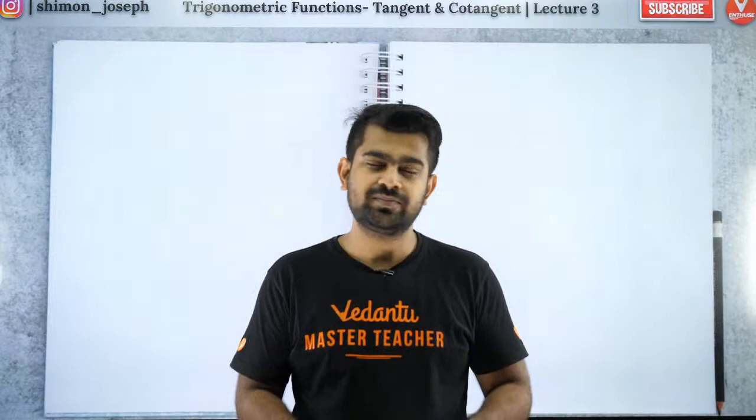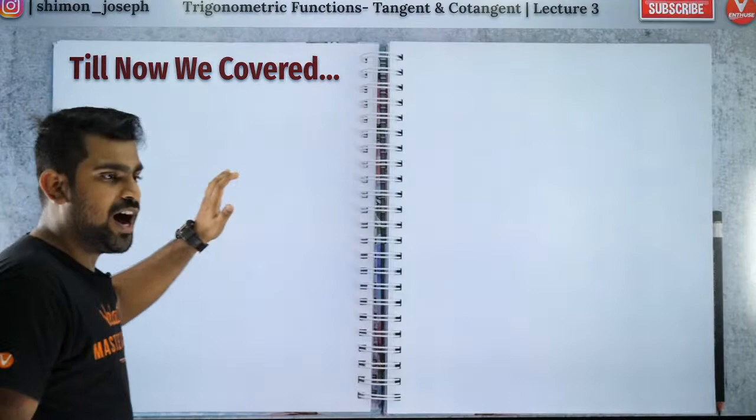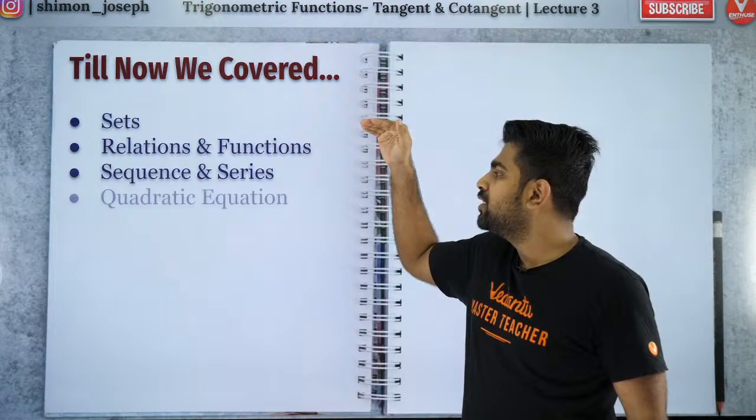So people, let's have a look at what all we have covered so far. Till now, we have covered set, relation, function, sequence and series, quadratic equation. Now we are in the fifth chapter.